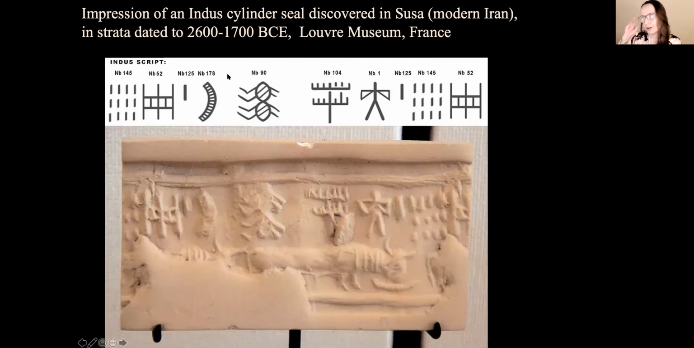Even more about the Indus script is we can use this nice seal at the Louvre Museum in France. It's quite old, dating to the 2600s to 1700 BC. It's an Indus cylinder seal. By cylinder seal, I mean it is in a cylinder form, and the imprint runs all the way around and it's rolled.